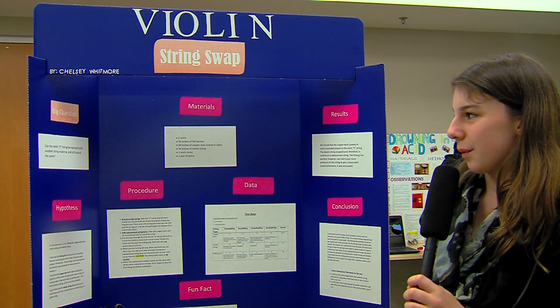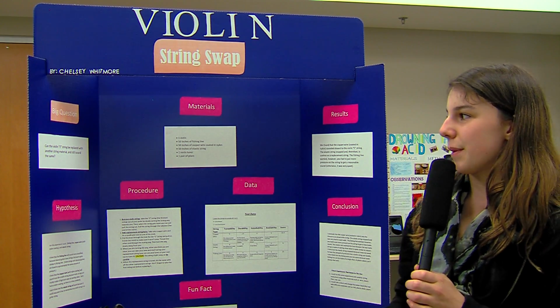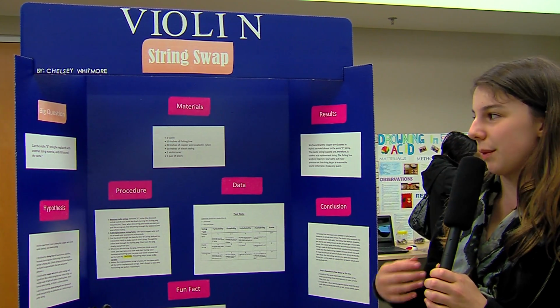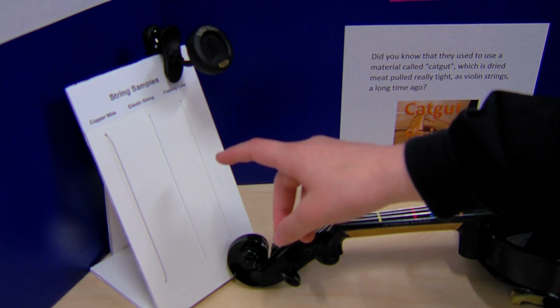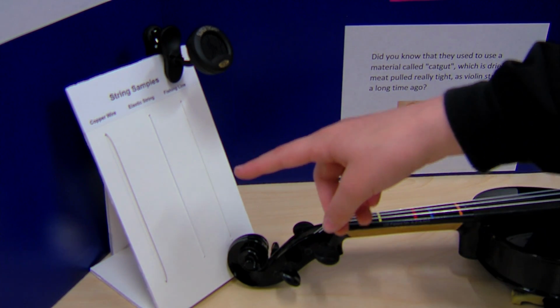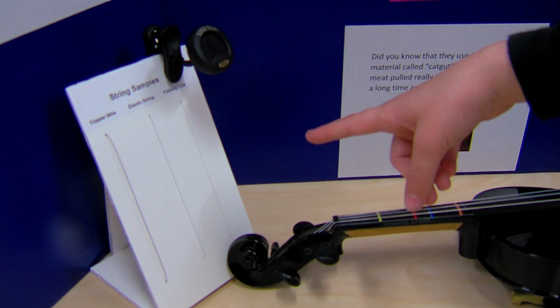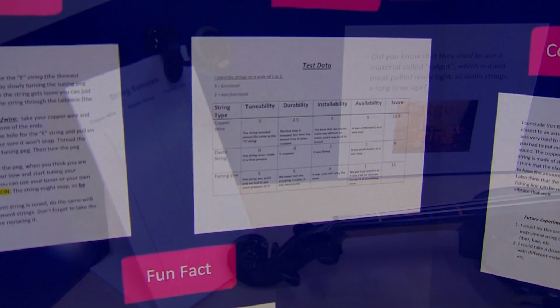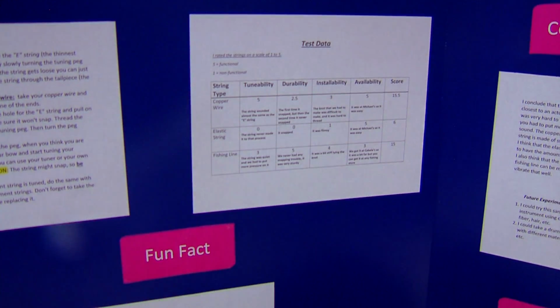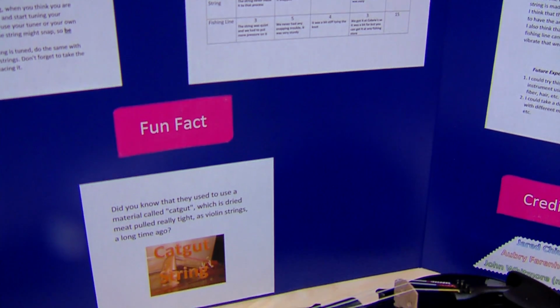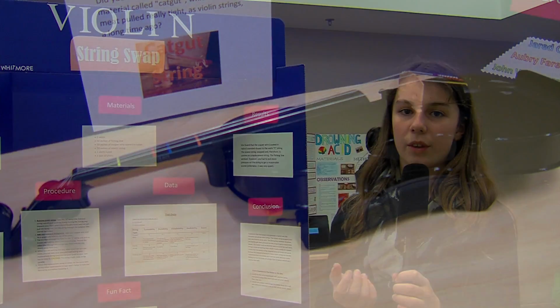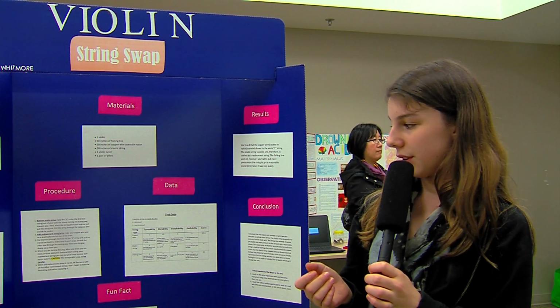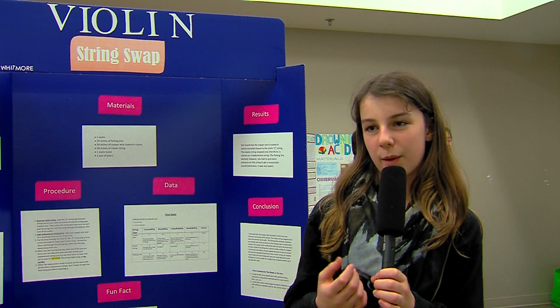So what my big question is: can the violin E string be replaced with another string material and still sound the same? So the 3 strings I used were copper wire, elastic string, and fishing line. My hypothesis was that the fishing line would work the best because a guitar string and a violin string are under about the same amount of pressure, and on a classical guitar there's a string that looks quite similar to the fishing line, so that's why I thought that it would work.